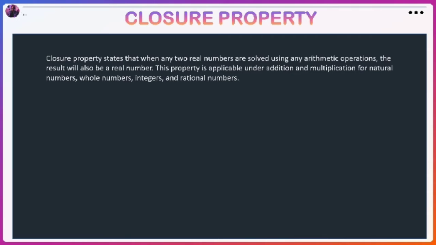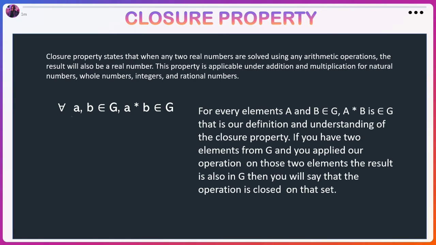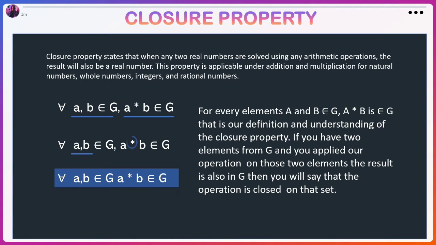What is closure property? A closure property states that when any two real numbers are solved using any arithmetic operation, the result will also be a real number. This property is applicable under the addition and multiplication of natural numbers, whole numbers, integers, and rational numbers. For every element A and B in G, A star B is in G. That is our understanding of the closure property. If you have two elements from G and you apply our operation on those two elements, the result is also in G. Then you will say that the operation is closed on that set.